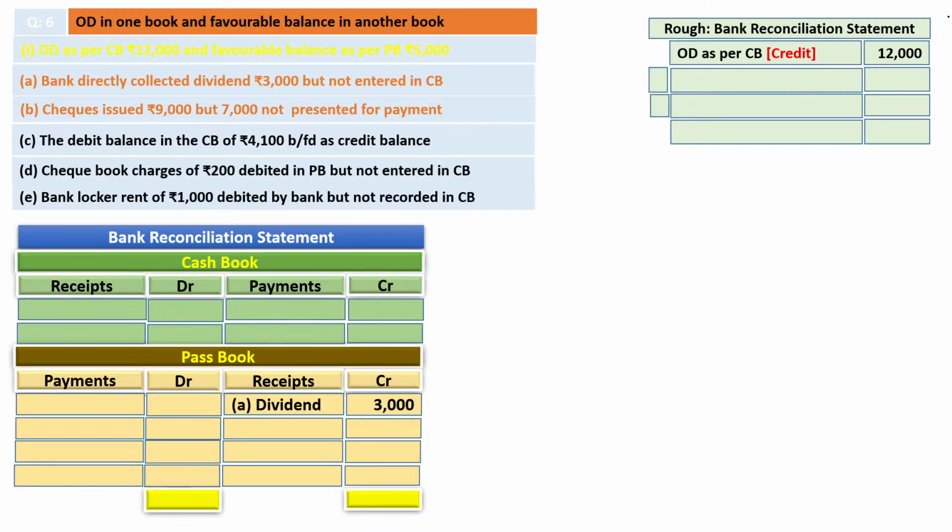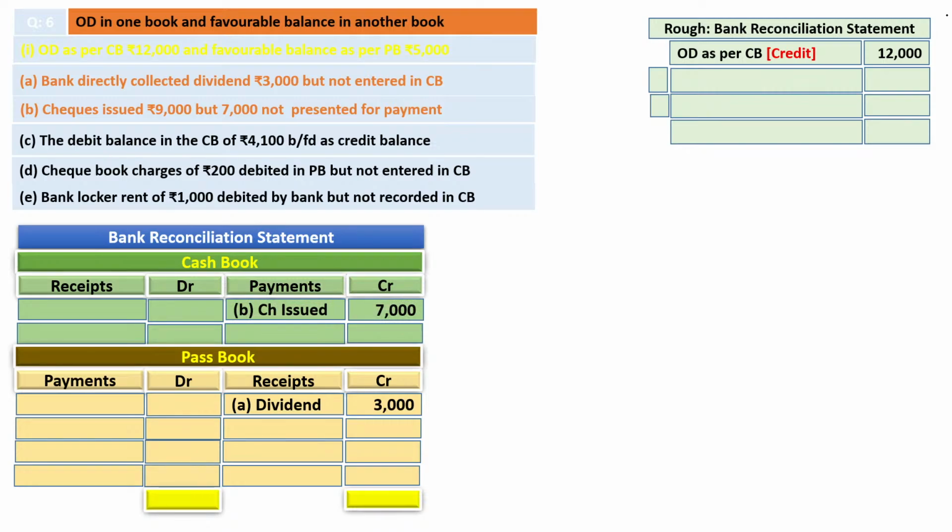And cheques issued 9,000 but 7,000 not presented for payment. Out of 9,000, 7,000 not presented for payment. 2,000 only matching, 7,000 not matching. So cheque issued means payment is made. In my cash book, I have shown this as a cheque issued, 7,000 rupees. There is no corresponding value in the passbook.